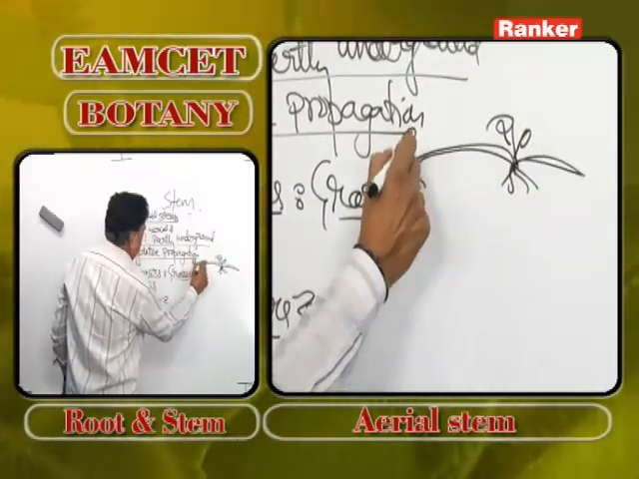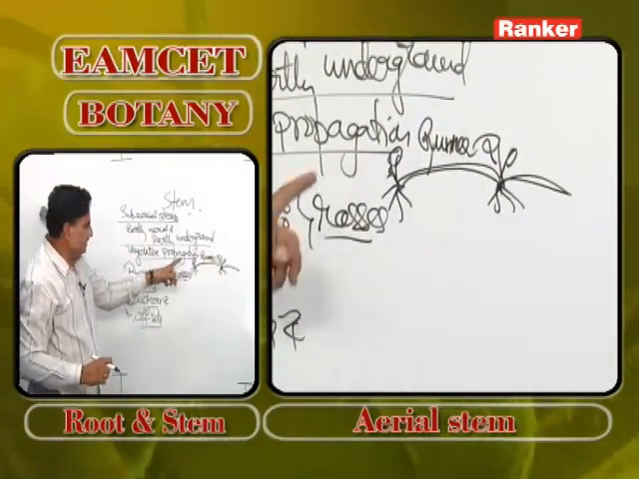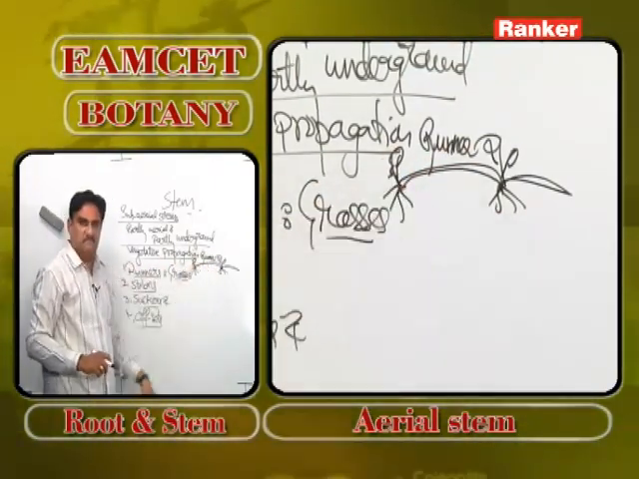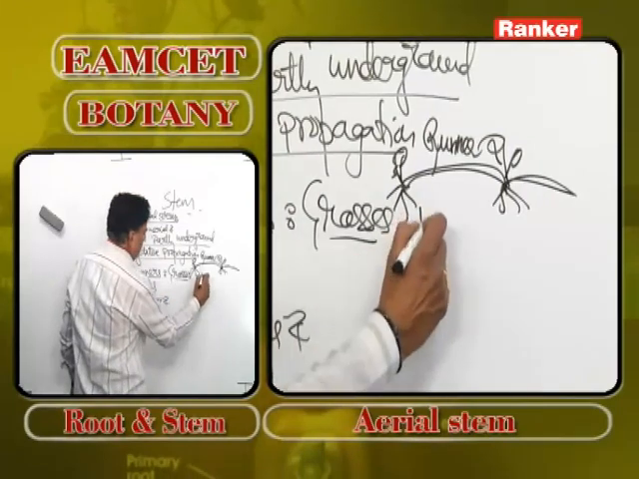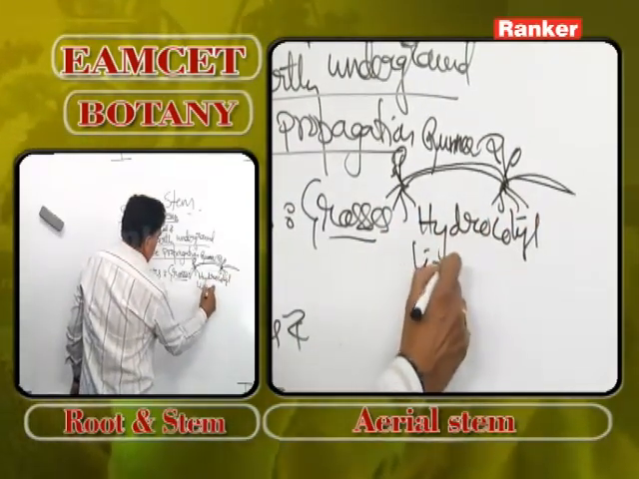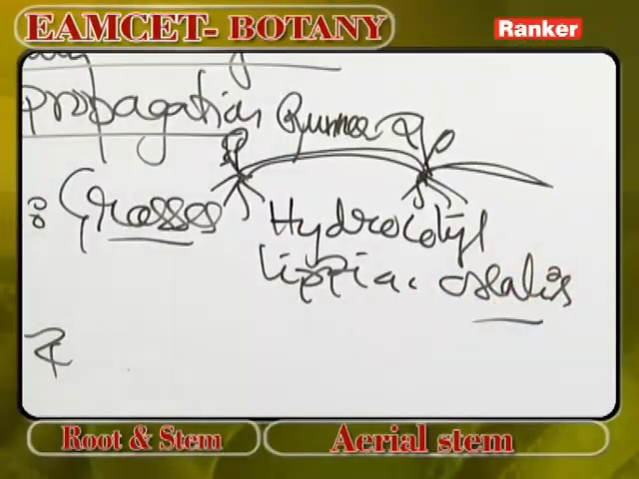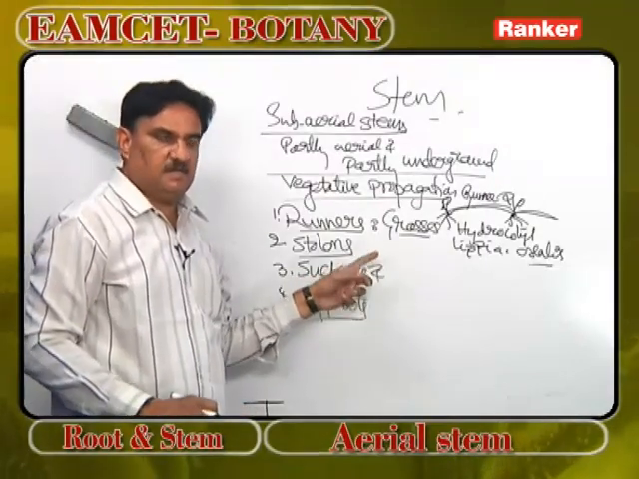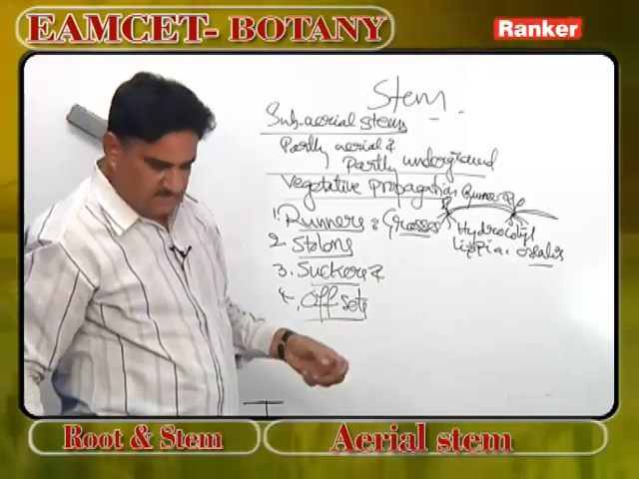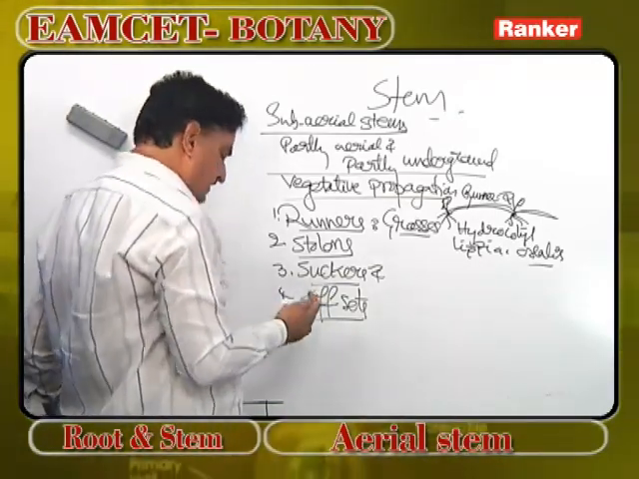This special structure is called a runner, and whenever the runner is cut off at the node, along with the node, it helps in vegetative propagation. Example: Hydrocotyle, Lippia and Oxalis. Just now we studied about Oxalis. So, Oxalis is a plant with tuberous roots, runners and aerial bulbils. So, Oxalis is an important example.